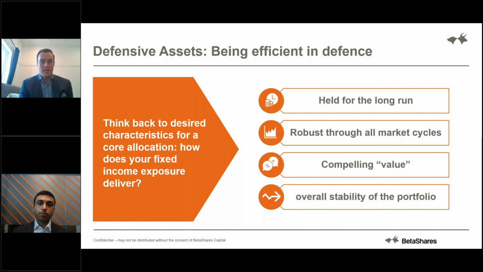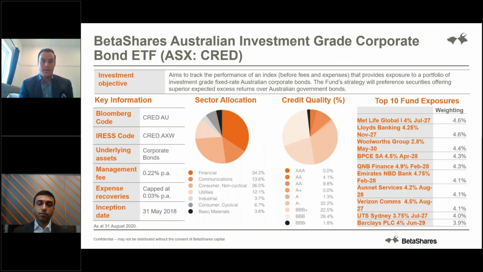Is it around a level of yield you're trying to achieve, or is it providing some diversification away from your equity part of the portfolio? And as Chum said, we've given the building blocks to our investors to really tailor their portfolios and define those outcomes. So one of them that can provide that in terms of yield and diversification is our BetaShares Australian investment grade corporate bond ETF, CRED, giving you a diversified exposure across investment grade Australian corporate bonds at 25 basis points.